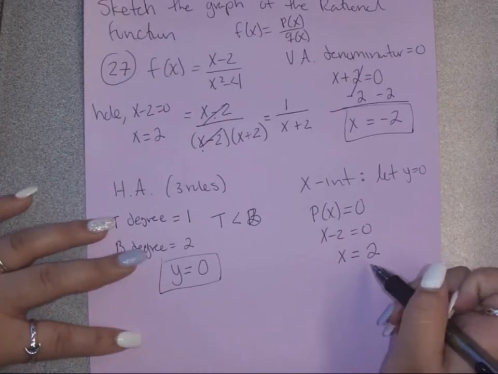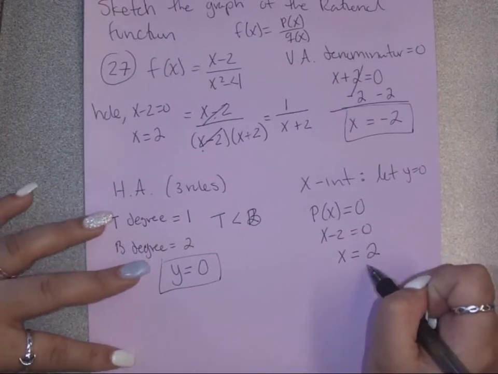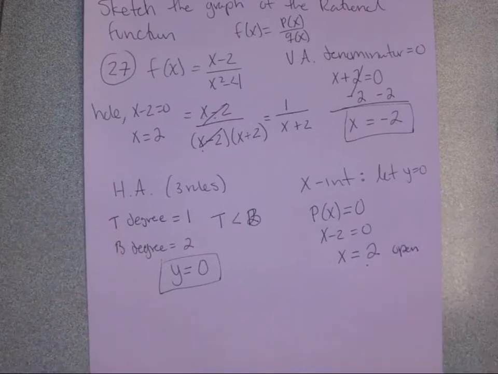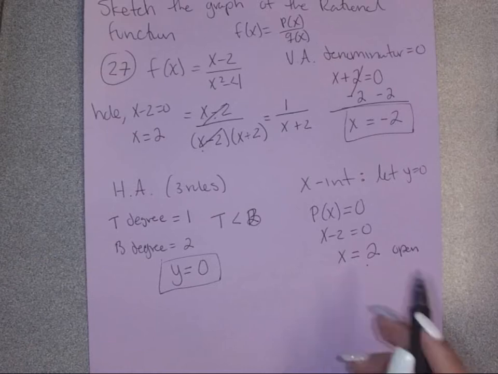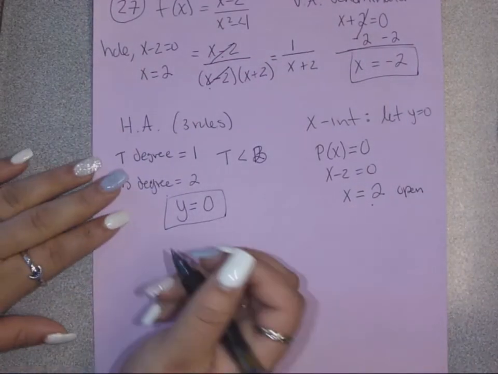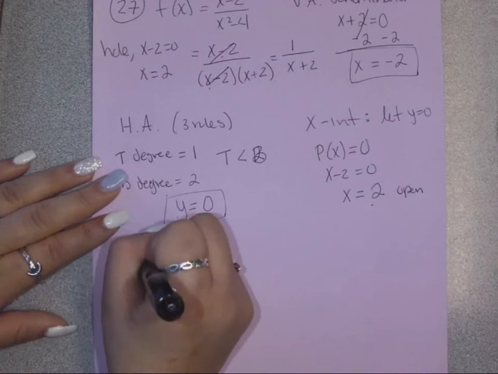So I know it says we're crossing the x-intercept at x equals 2, but it's going to be an open circle. We cannot cross at x equals 2 because it creates a hole, so it's undefined. So now we need to find our y-intercept.